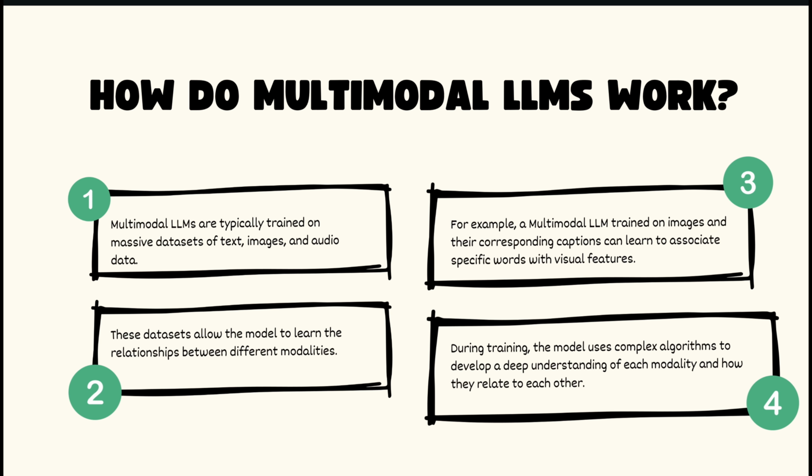For example, the third point: a multimodal model trained on images and their corresponding captions can learn to associate a specific word with visual features. And finally, during training, the model uses a complex algorithm to develop a deeper understanding of each modality and how they relate to each other. Maybe one blog has images, video, audio, some podcast, some visuals, some diagrams, and also text. These are different modalities. Our models are now trained on learning from all these different types of modality and also generating output in multiple modalities. So this is how things are working.